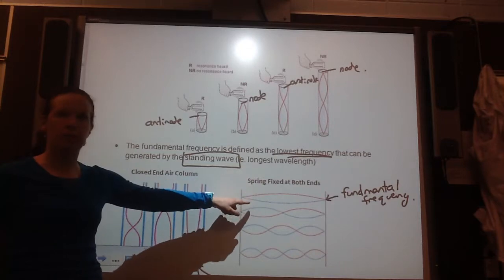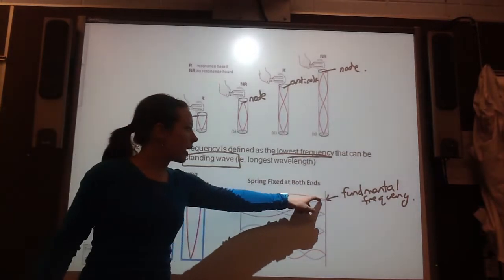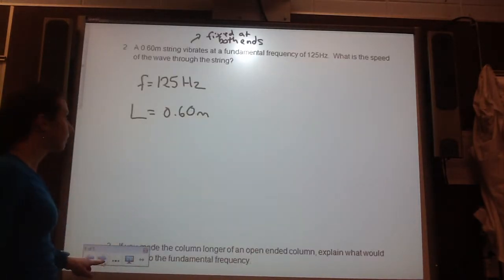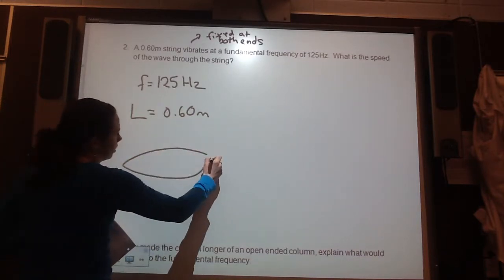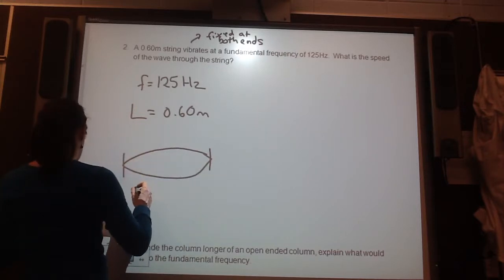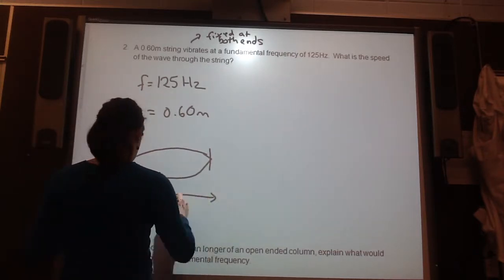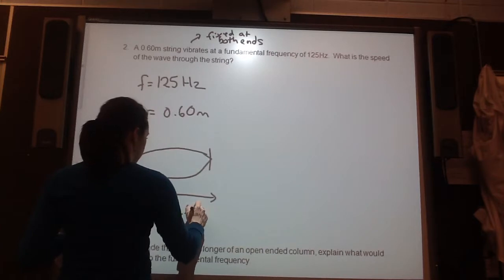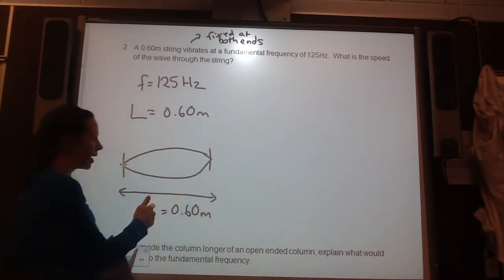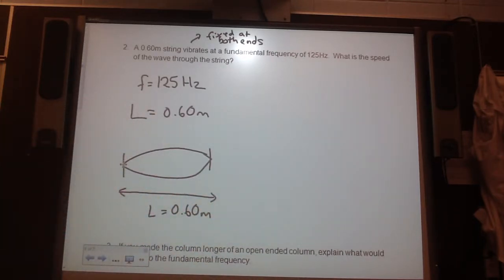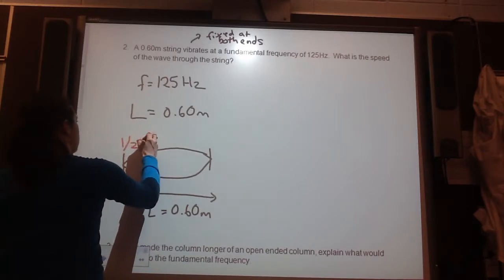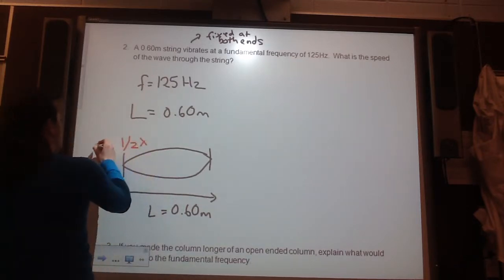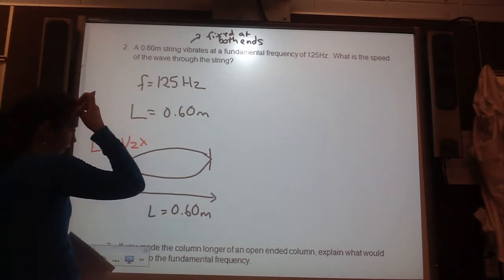Okay, spring, string, doesn't matter. So it has a fundamental frequency. So that means that our string looks like this, where this length is equal to 0.60 meters. But how much of a wavelength is this? Half. So this is half of a wavelength. So our L is equal to half of a wavelength.